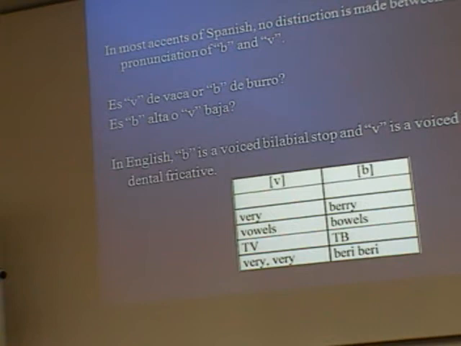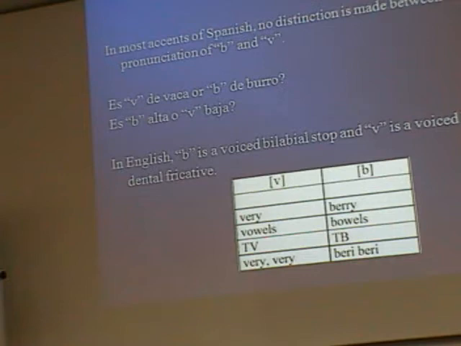In most accents of Spanish, no distinction is made between the pronunciation of B and V. Now I know this because I have a little Spanish nephew who is always having problems with how he spells words. I can never understand it, because English people, yes, we have terrible problems with spelling. But I always think that a Spanish child should find it easier, but he doesn't.